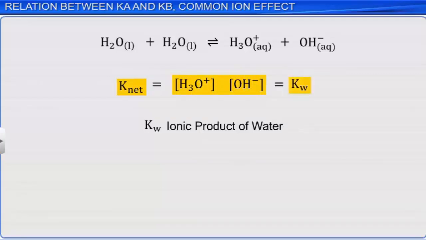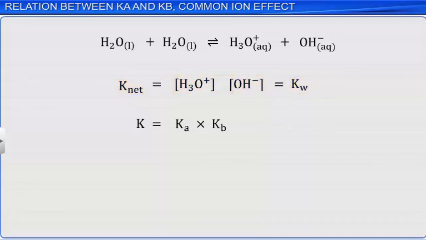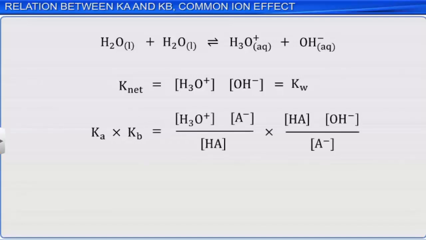Note that the equilibrium constant for the new reaction is the product of the equilibrium constants of the individual reactions. That is, the product of Ka and Kb is equal to the product of concentration of H3O plus and A minus divided by concentration of HA, multiplied by the product of concentration of HA and OH minus divided by A minus.